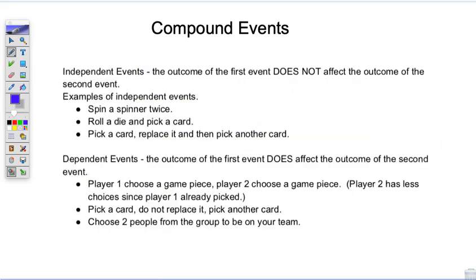Independent events are events where the outcome of the first event does not in any way affect the outcome of the second event. So examples could include, you spin a spinner twice. You spin it once, you record your results, and when you spin it again, the first result did not affect the second one. You could also roll a die and pick a card. Neither of those events would affect the outcome of the second event.